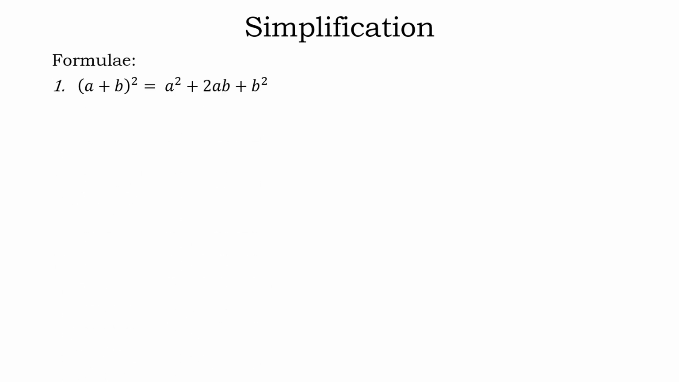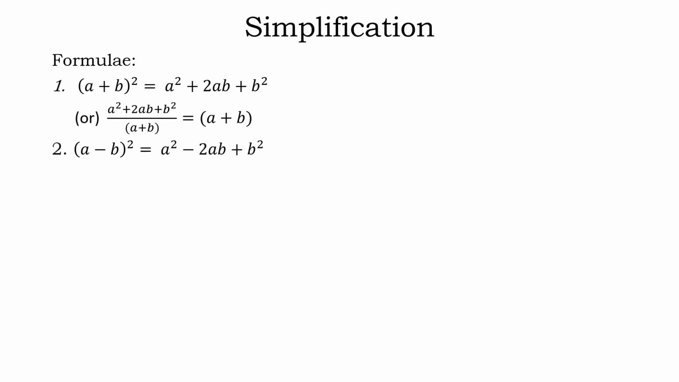Here we use these formulae for simplification. First one is (a plus b) whole square. You know very well that (a plus b) whole square is a square plus 2ab plus b square. Or if the given problem is in the form (a square plus 2ab plus b square) divided by (a plus b), then the answer will be a plus b, because in (a plus b) whole square there are two factors. One factor is in the denominator, then the other factor is on the right hand side.